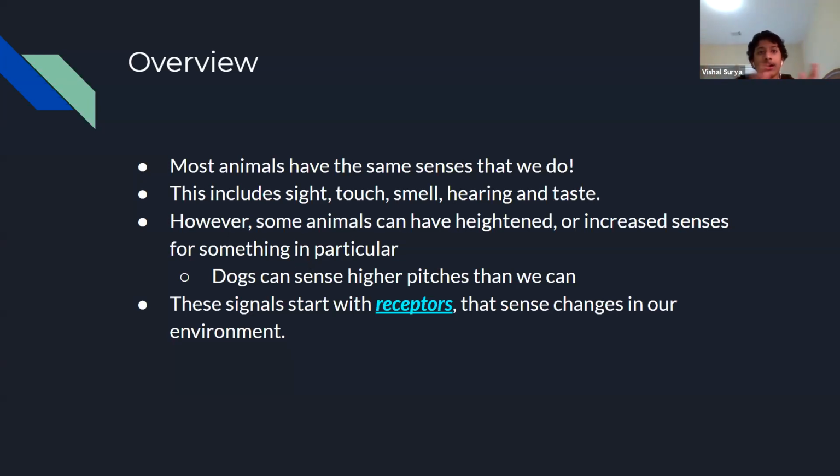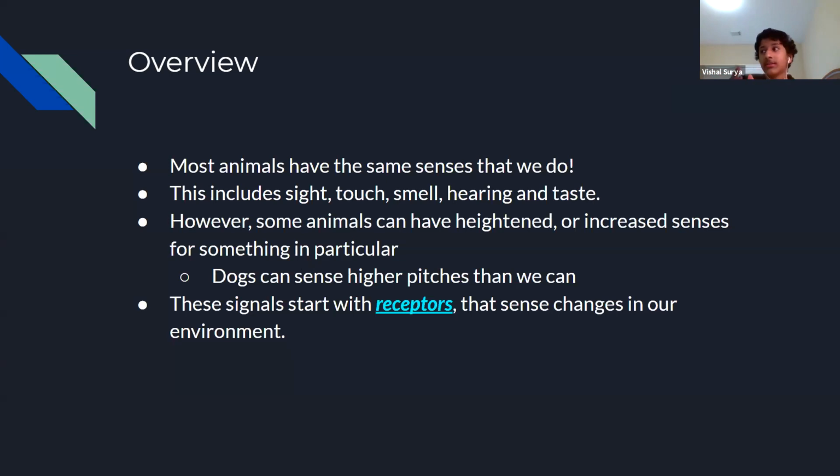This is the first slide that actually starts. So we're saying that most animals have the same senses that we do, and this includes sight, touch, smell, hearing, and taste. Other animals can have increased senses for something in particular compared to us. For example, dogs can sense higher pitches than we can, which is how dog whistles work, because they're really high pitched and you can barely hear them. But dogs hear them a lot.